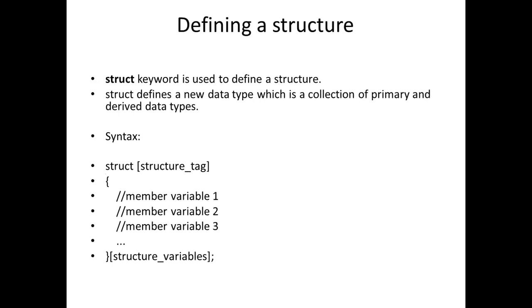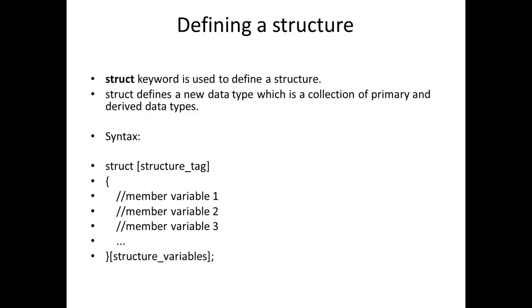The general syntax is the struct keyword, and optionally we give the tag name, then open curly braces and closed curly braces. Within the curly braces, we specify the members: member 1, member 2. We can declare any number of members. And optionally, we specify the structure variables, and it must be terminated by the semicolon. It's very, very important.